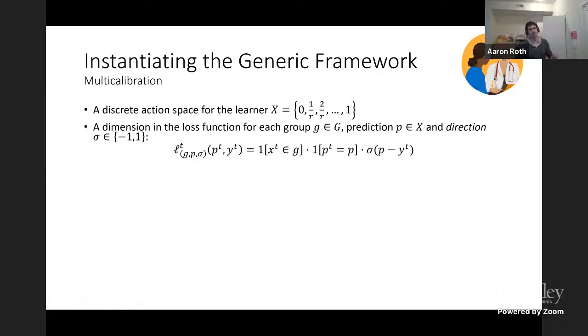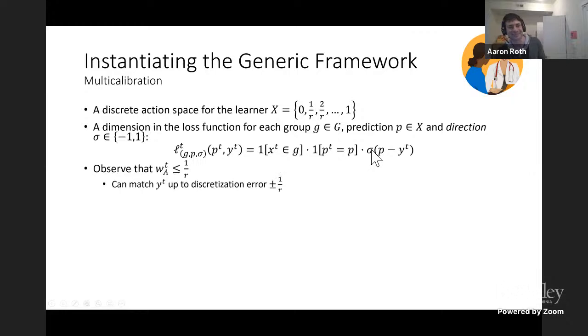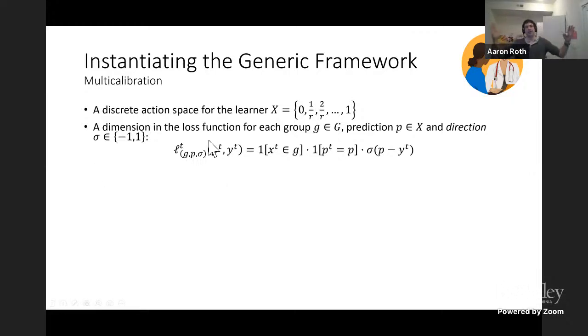Okay, and if I predict P and the true label is Y, then in this coordinate of the loss function, it'll just be 0 if the person who showed up today wasn't in that group, since it doesn't contribute to loss for that group. It'll also be 0 if I didn't predict P, since it doesn't contribute to the calibration loss associated with predicting P. And then it'll be either my prediction minus the label, or the label minus my prediction, depending on whether this sign is positive or negative. And note that if I can upper bound the maximum accumulated value of each of these coordinates, that will mean that I'm multi-calibrated.